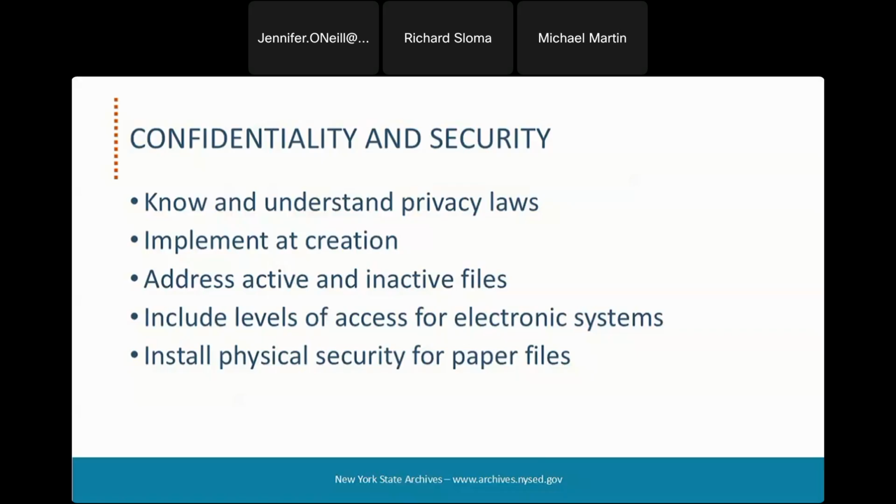You want to include levels of authorized access for electronic systems and install physical security for your paper files. That's your locked doors. That's making sure you have limited access with keys and everything else. If you convert your paper case files to an electronic system, you also have to determine who is authorized for access and use, things like password protection, other access controls, and of course, make sure your cybersecurity is up to date.